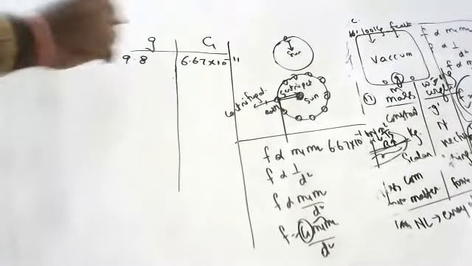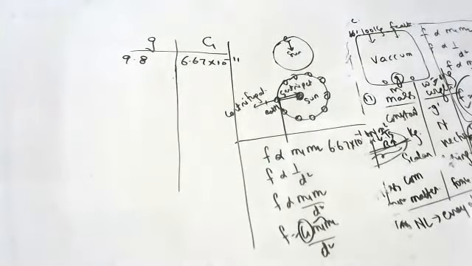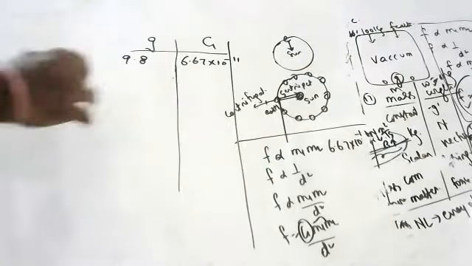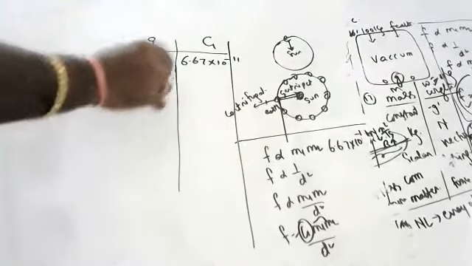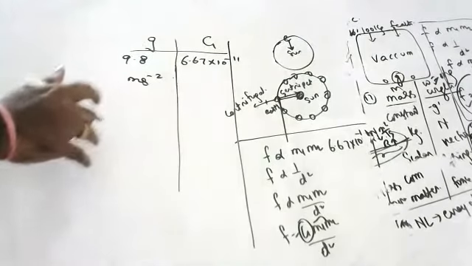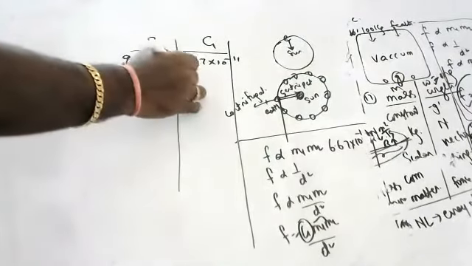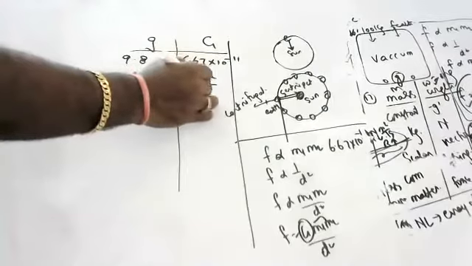What is the unit of small g, acceleration due to gravity? Meter per second square. And the units of big G? Newton meter square per kg square.